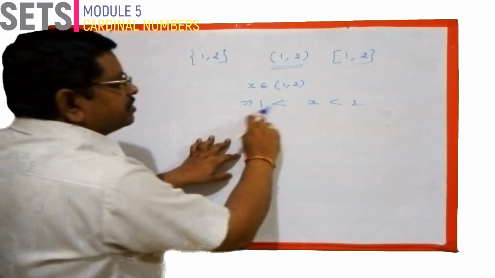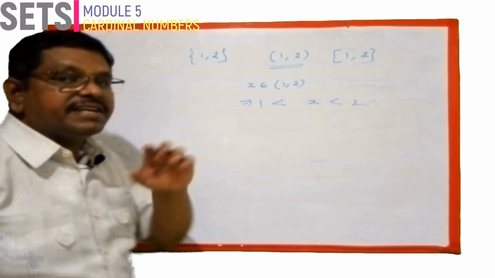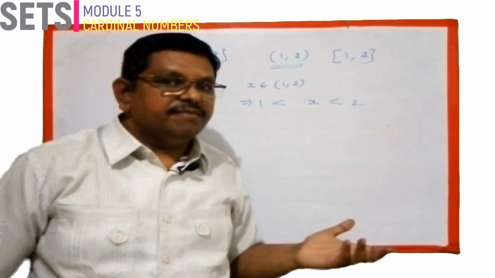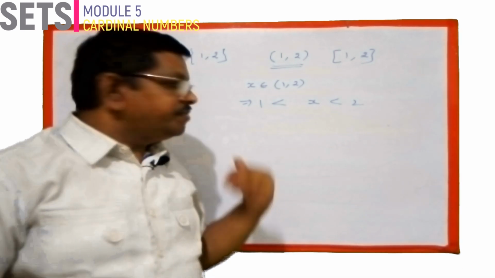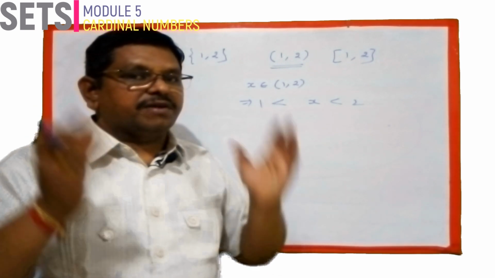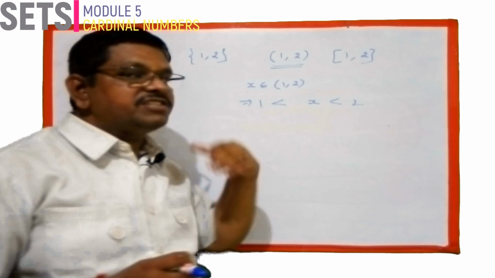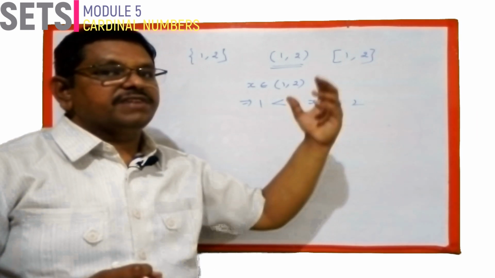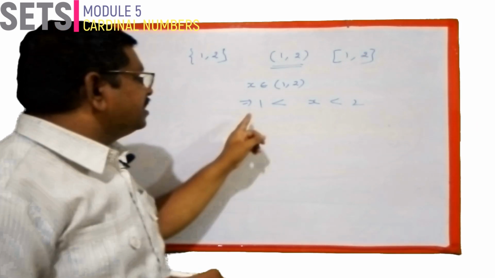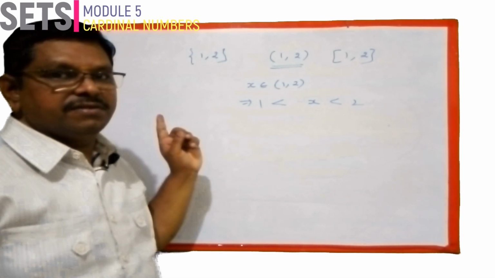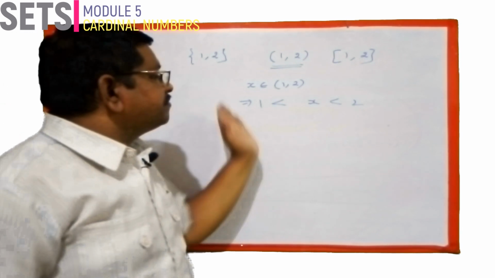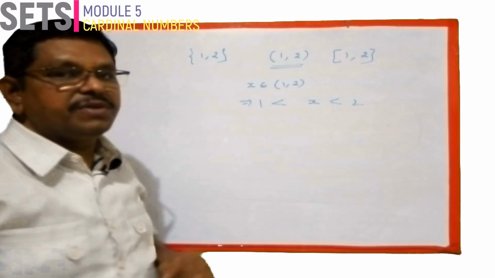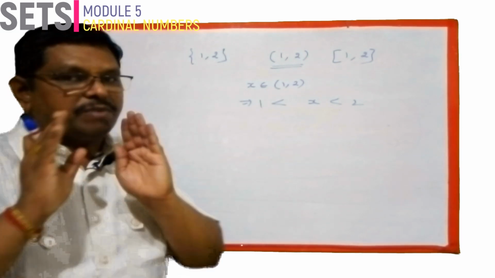I can say that this x is in between 1 and 2. That means we can take above 1 but below 2. In between 1 and 2, we have an infinite number of elements. We can take 1.000 with infinite zeros. After infinite zeros, if we write 1, that will be bigger than this one. So such numbers, an infinite number of elements, we can find in between 1 and 2, that is found in the open bracket.